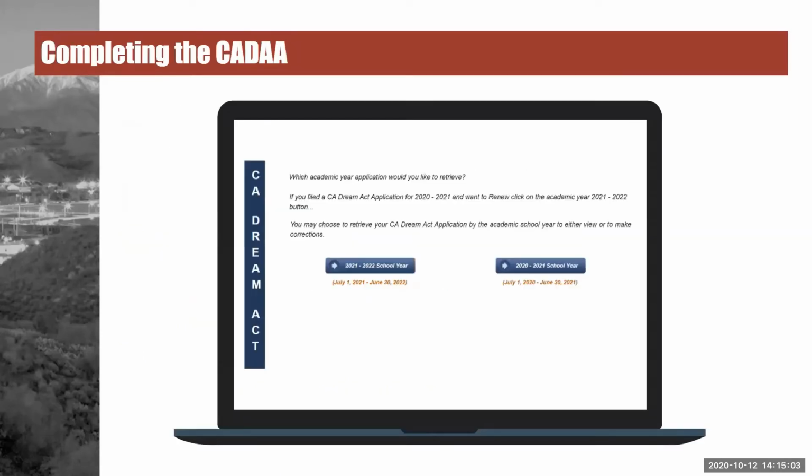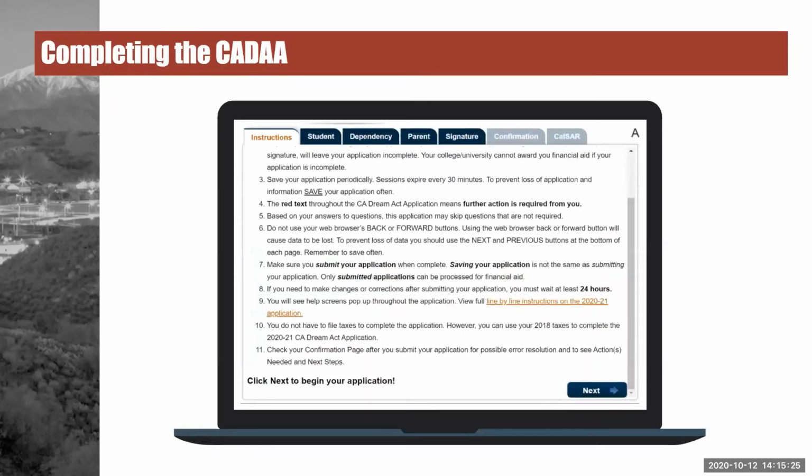Okay, let's get started. Once you have created the user ID, you will be taken to the following login page. On this page, you will have the option to complete a specific California DREAM Act application year. For our purposes, we will work on the 2021-2022 application year, which is the application year for the 2021-2022 school year, which begins fall 2021. The next screen will provide general instructions and explanations about the application. Select Next once you are ready to continue.